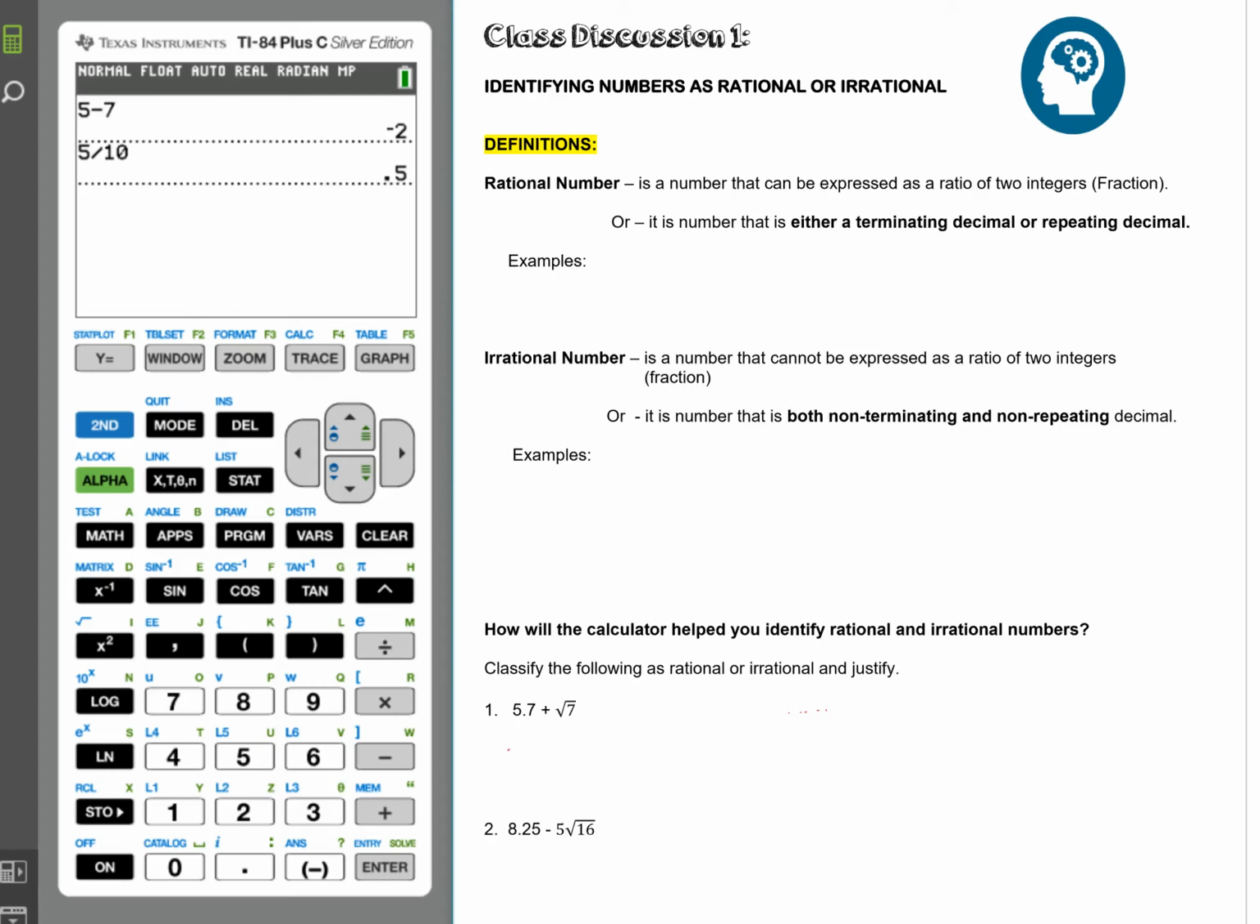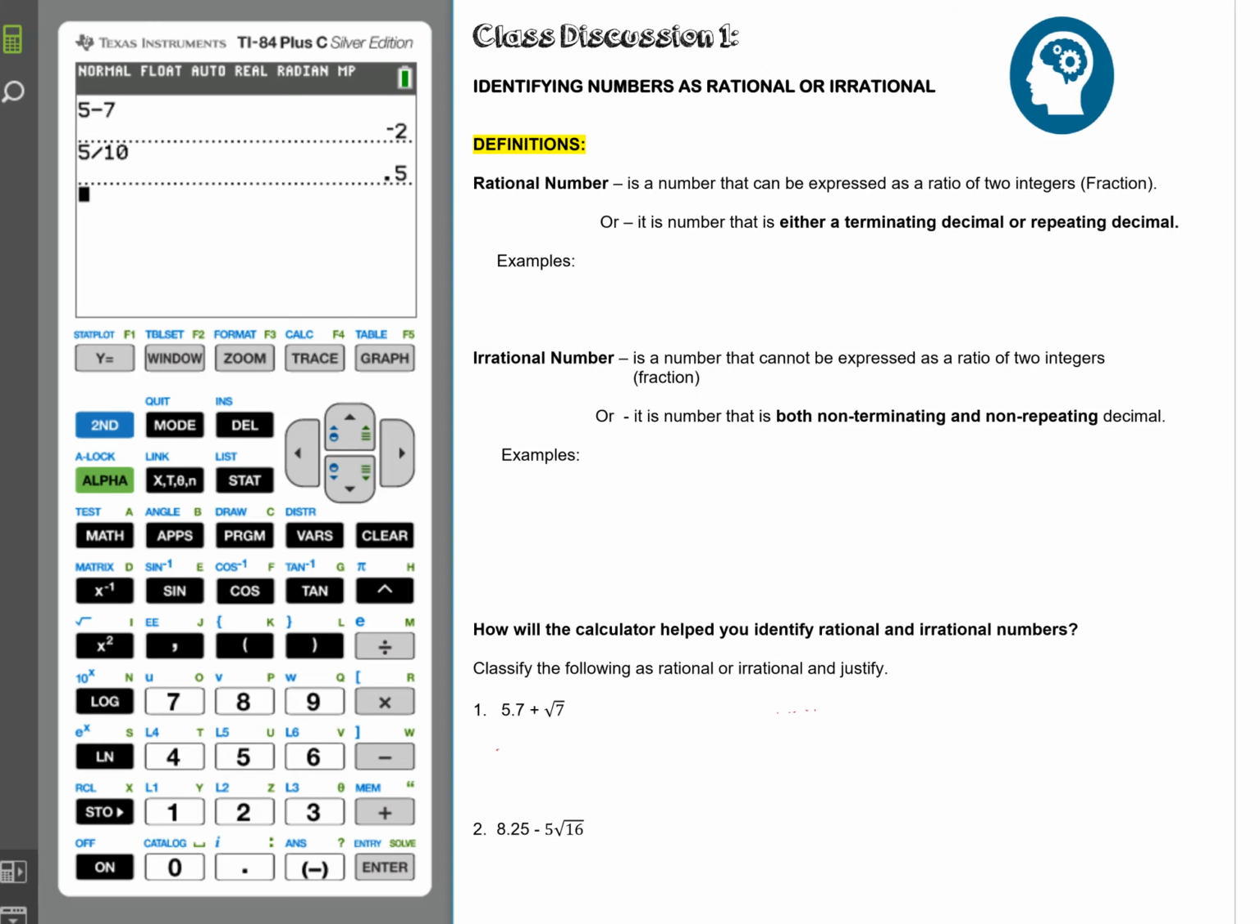Let's work now on class discussion 1, identifying numbers as rational or irrational. Let's start with the definitions of this term. So the first one is, what is a rational number? A rational number is a number that can be expressed as a ratio of two integers, which means it can be written as a fraction. Another way of describing rational numbers is that it is a number that is either a terminating decimal or a repeating decimal.